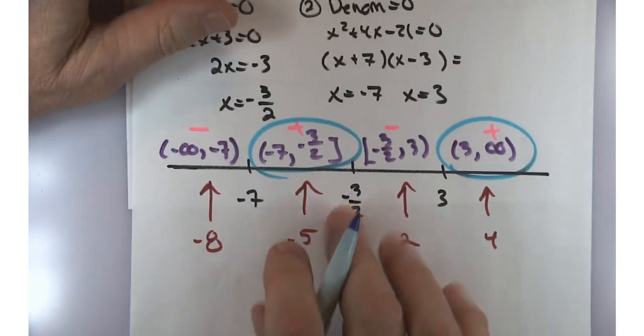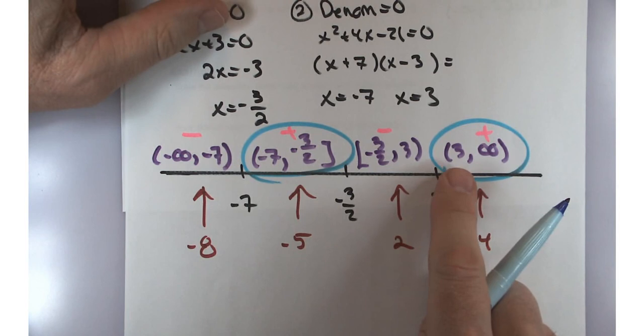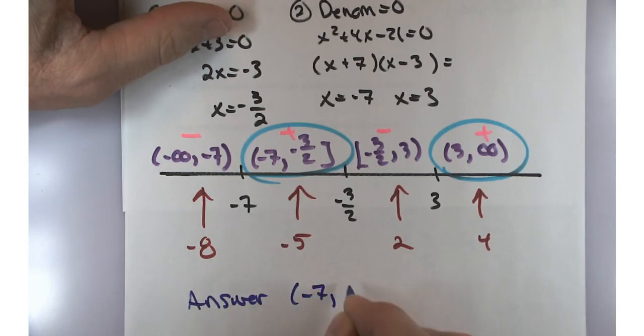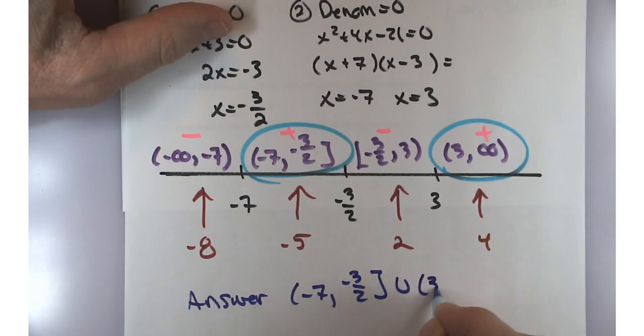We're not going to include the negative 7. We're not going to include the 3. So the answer is negative 7, negative 3 halves, bracket, union, 3 to infinity.